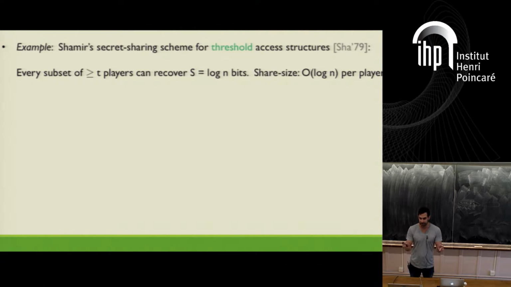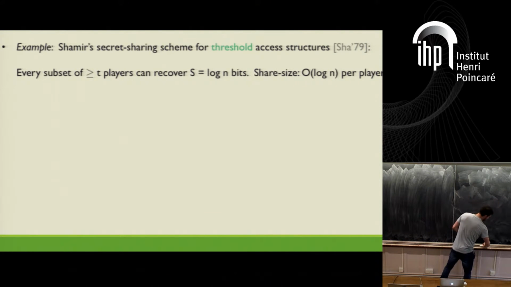So a natural access structure defines the legal subsets. I require that any subset of at least t players will be able to decode the secret, right? It turns out that such access structures you can implement with a much better, in fact optimal, ratio. It is more natural to look not at 1-bit secrets, but log n bit secrets, and you can do this with log n share size per player, which is optimal. You're encrypting log n bits of information using log n bits of shares.